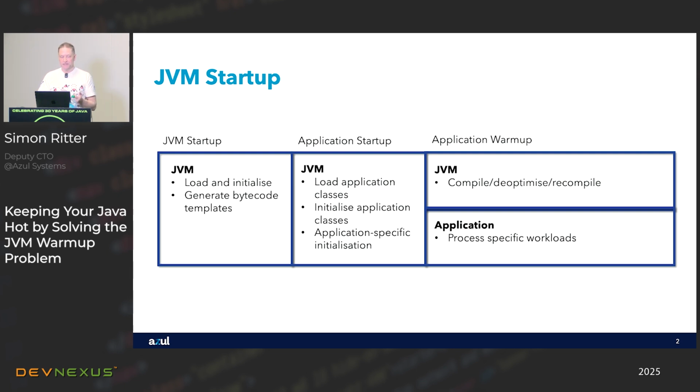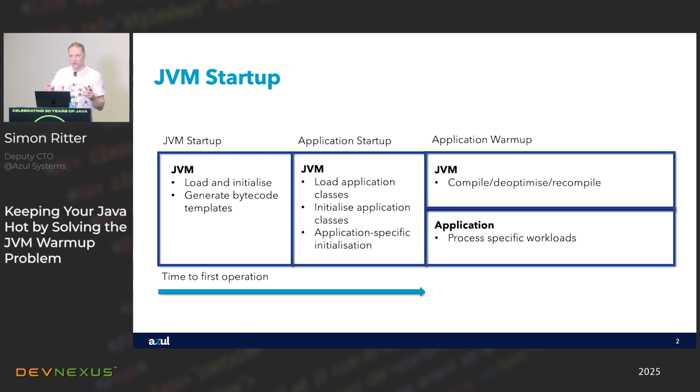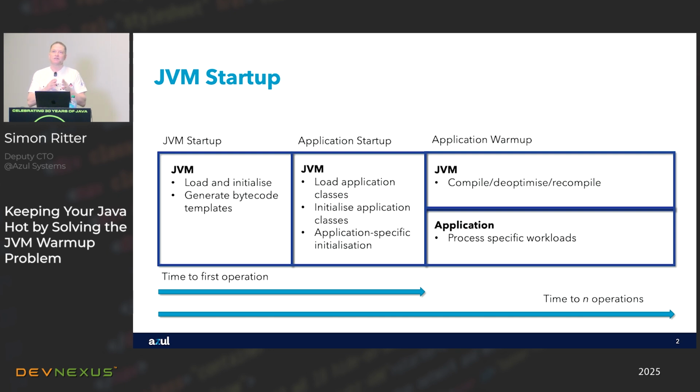So three distinct phases. And if we look at those in a bit more detail in terms of speed, what we'll say is that the time to actually do the first operation of your application, so your first transaction, is a combination of getting the JVM loaded and then getting your application loaded so that you get to where you can actually do some real work. And then the time it takes to complete N operations is how long it takes to get to the first operation plus how long it takes to complete those N operations. So there's a sort of fixed amount of time plus however much time you need to do what you're trying to do in your application.